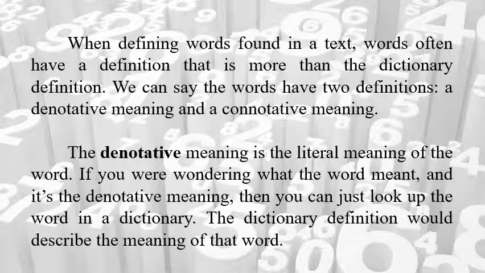So, when defining words found in a text, words often have a definition that is more than the dictionary definition. We can say the words have two definitions, a denotative meaning and a connotative meaning. A denotative meaning is the literal meaning of a word. If you were wondering what the word meant in its denotative meaning, then you can just look up the word in a dictionary. The dictionary definition would describe the meaning of that word.